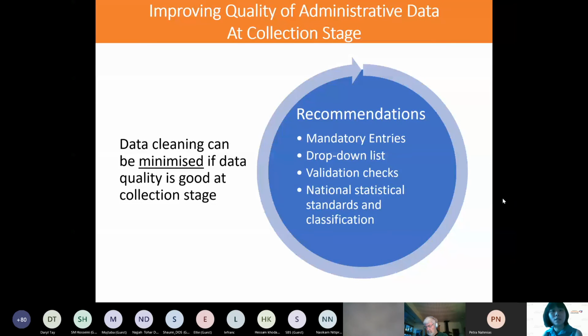So after we have cleaned and processed the data, we then go on to compile the indicators. So let me go through some of these indicators in the next few slides.